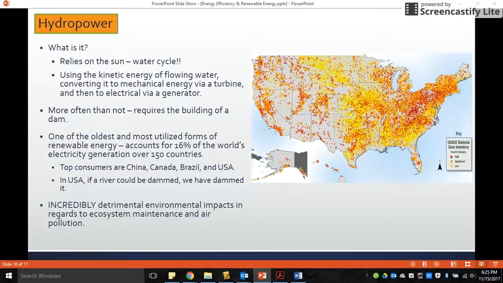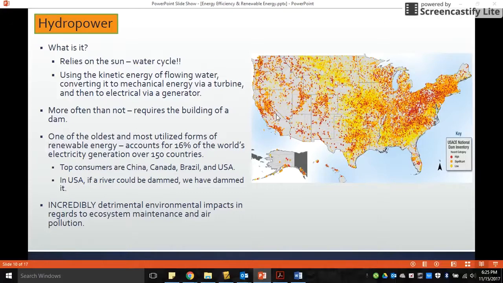We have used this throughout the history of humans, and they do account for a huge amount of renewable energy across the world. China, Canada, Brazil, and the United States are the top consumers, and if we have a river in the United States that can be dammed and will produce energy, we have dammed it. It's just the way it is.